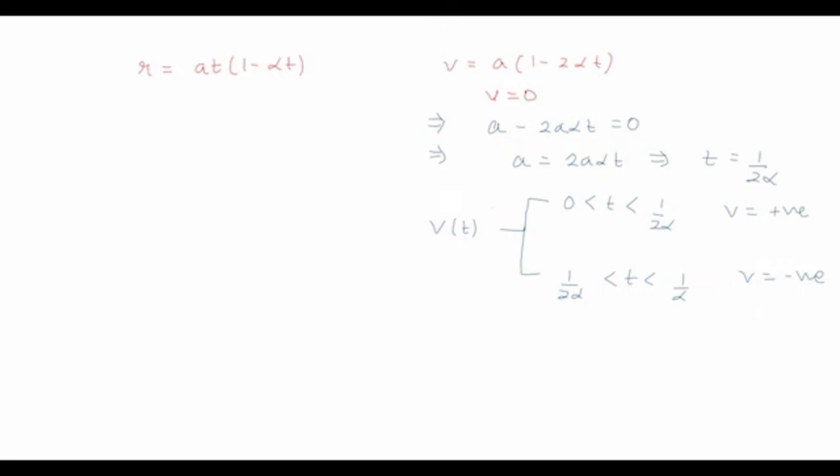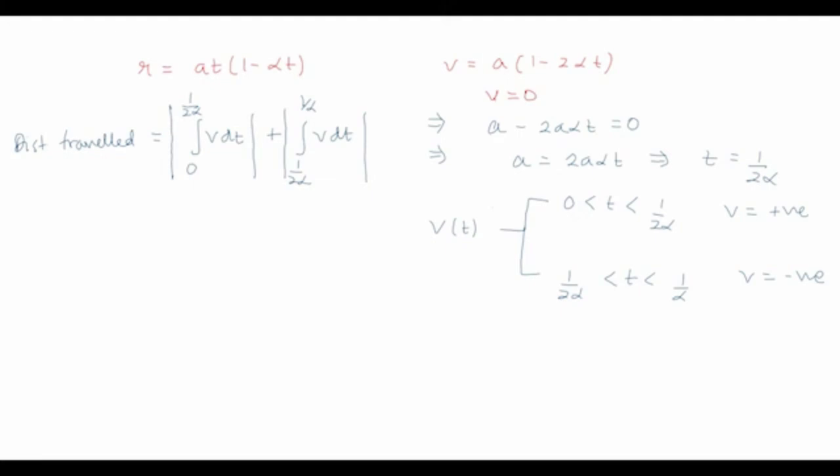If we wish to calculate the distance traveled in this time, we calculate it this way: integration of v dt from 0 to 1 by 2 alpha, and then we add it with the integration of v dt from 1 by 2 alpha to 1 by alpha, and we basically take the mod value for both the equations. That is the positive side. You can understand it in this way.